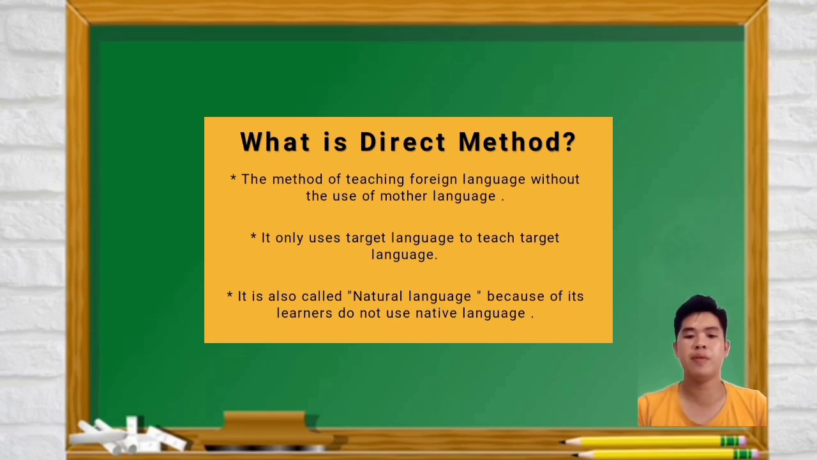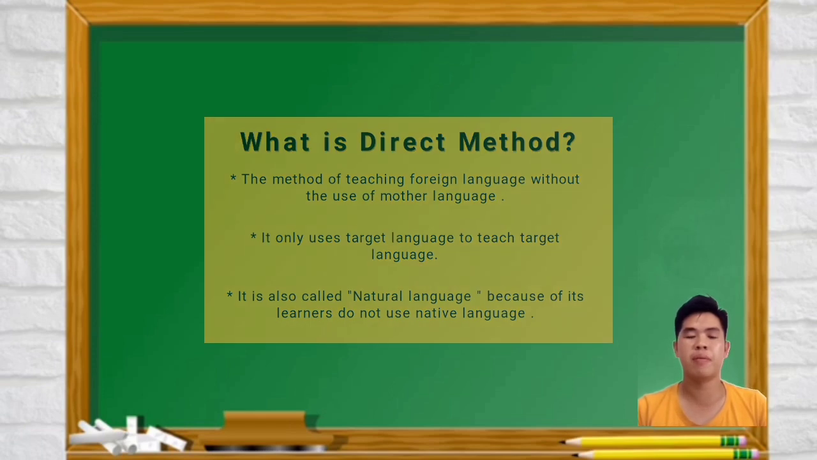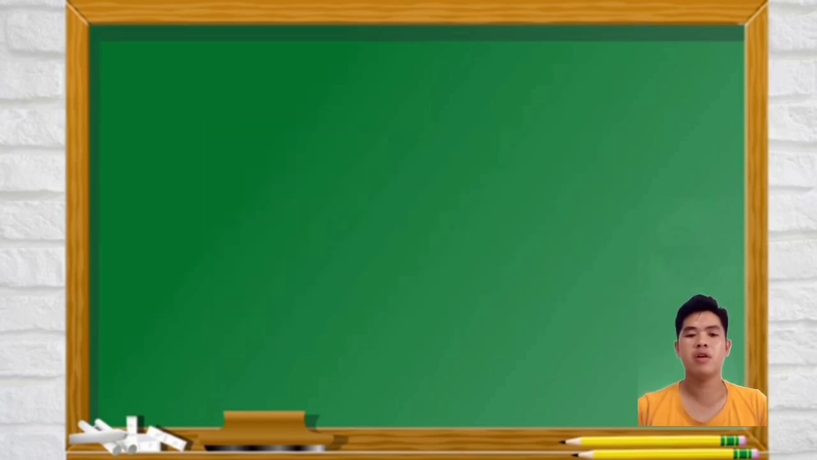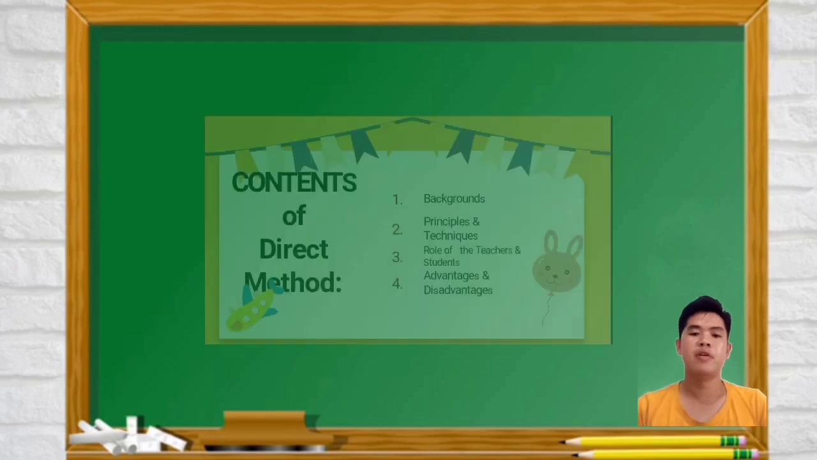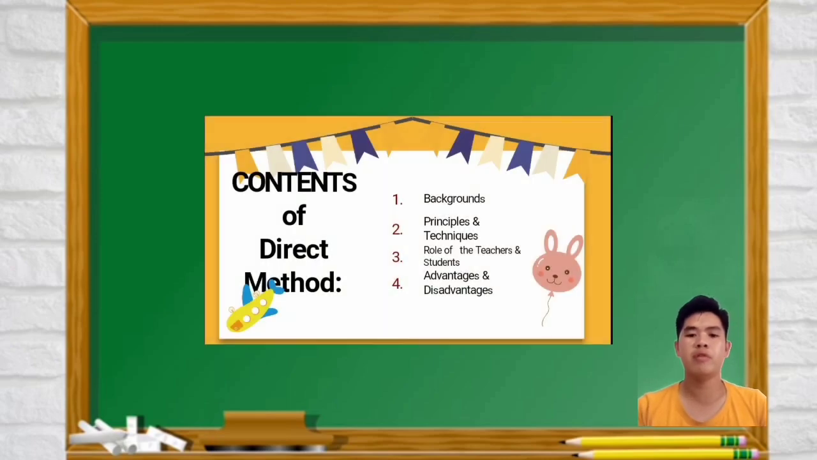It was developed as a reaction to the grammar translation method and is designed to take the learner into the domain of the target language in the most natural manner. Contents of direct method. First, we have background. Second is principles and techniques. Third is role of the teacher and students. Fourth is advantages and disadvantages.